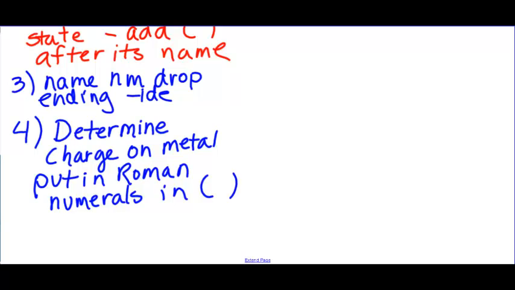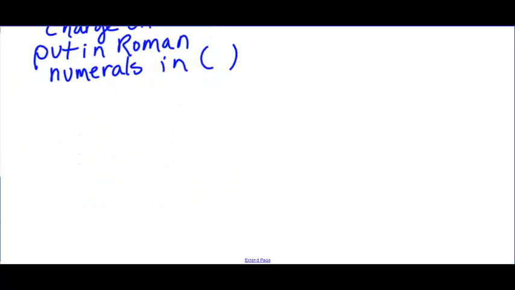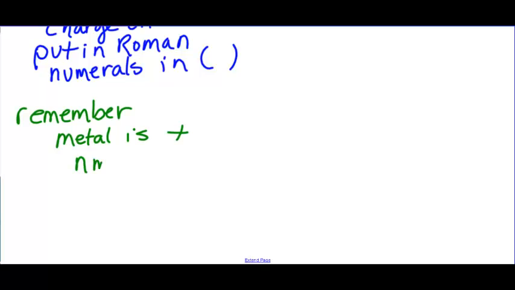Now, there's a couple things you need to recall about doing this. Number one, the metal's always positive, the non-metals are always negative. Okay? So remember, metal is positive, non-metal is negative. Always. Also remember that the sum of all the atoms in the compound has to equal 0.